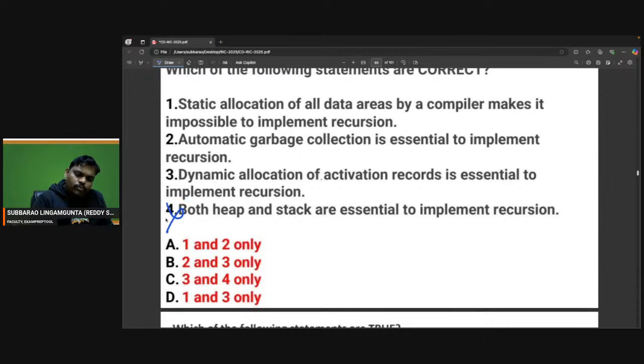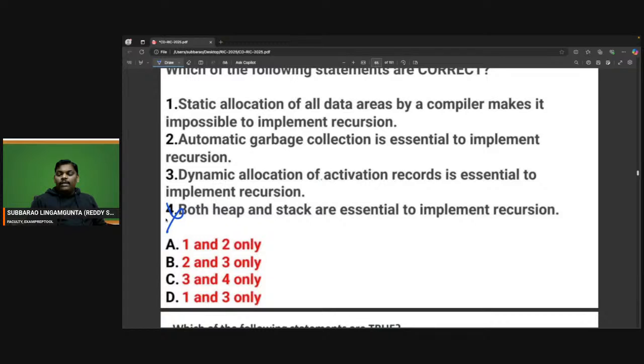He's asking which one of the following is true. Both heap and stack are essential. No, only stack, I think recursion is okay. Only heap also, recursion is okay. So both are essential is wrong. Dynamic allocation of activation records is essential to implement recursion.